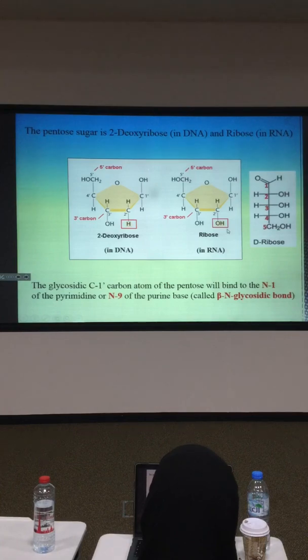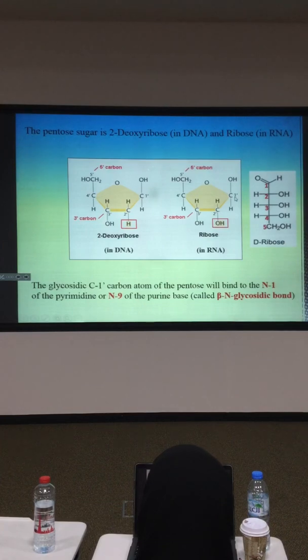And as I talked about in the carbohydrates, there is a glycosidic bond. What is the glycosidic bond? The bond at carbon number 1, the anomeric carbon, making a bond. So this number 1, which is number 1 prime, in the ribose, this carbon number 1 or C1 can form a bond with the purine or pyrimidine bases.